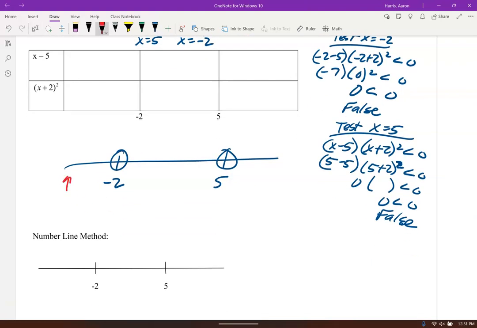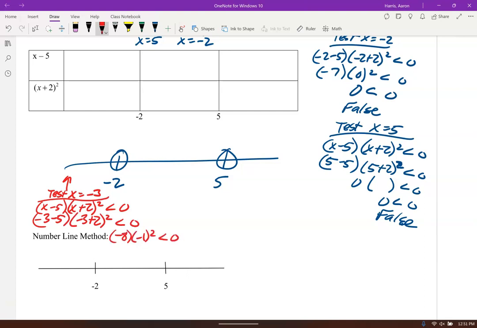So we're going to test something to the left of -2, like maybe -3. And we're going to throw it into this again. So we have -8 times -1 squared. Well, -1 squared is +1, so it's -8 times 1, -8 less than 0. And you say, well, that's true. So I know part of my solution set is from -infinity up to -2. That'll make this statement true.